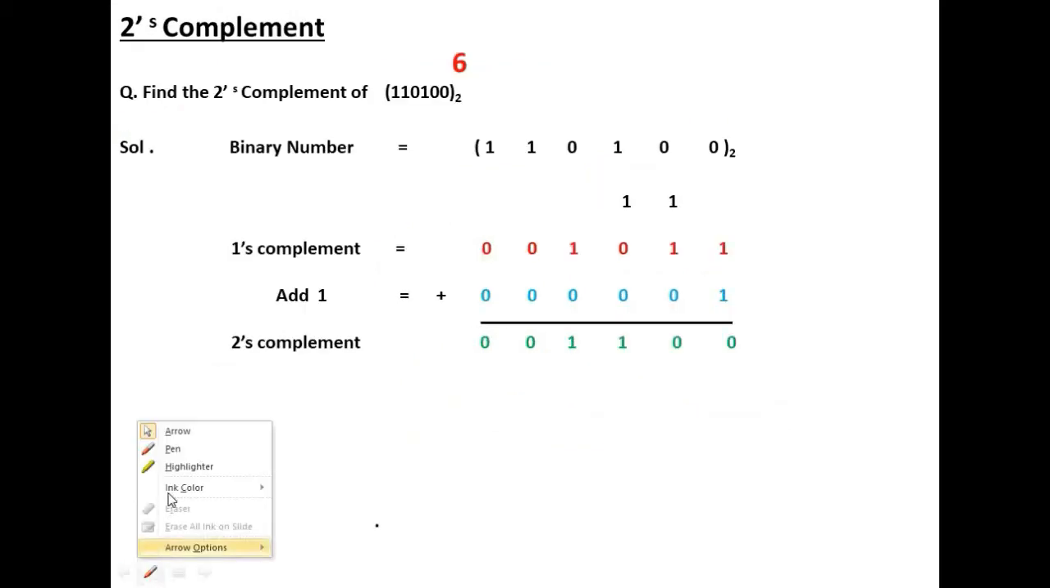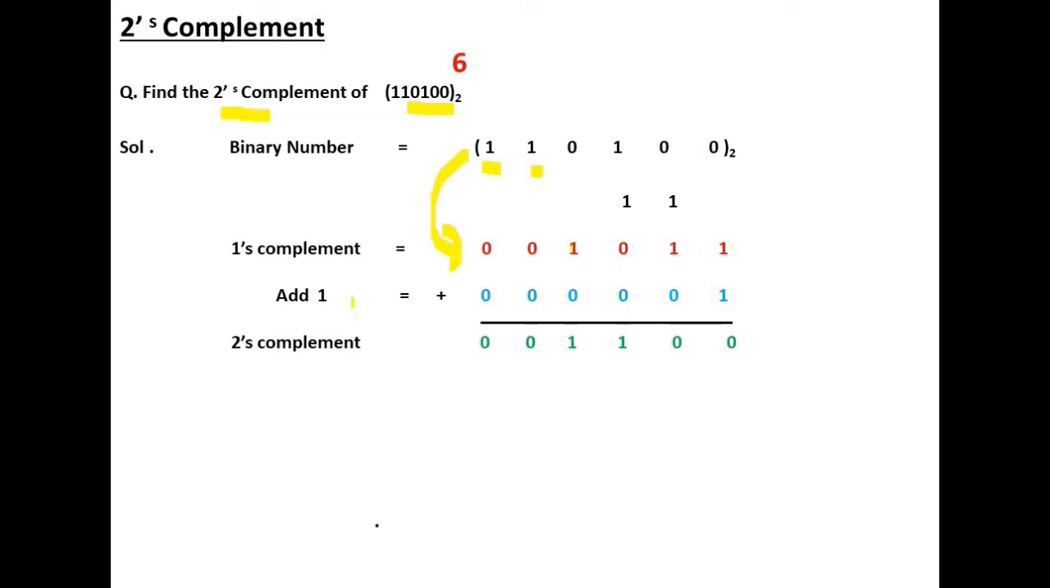Let us take one more question. Here we have to find the twos complement of 110100. First we have to find the ones complement of this number. The number is written here, 110100. Here we have found the ones complement of the number. So 1 is converted to 0 and 0 is converted to 1. So we have got the ones complement as 0, 0, 1, 0, 1 and 1.